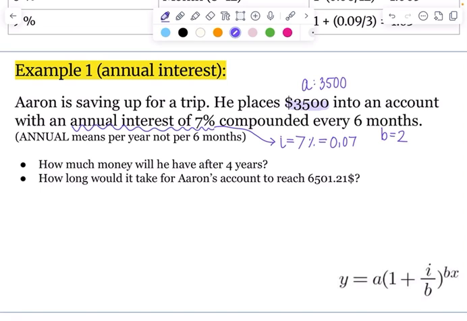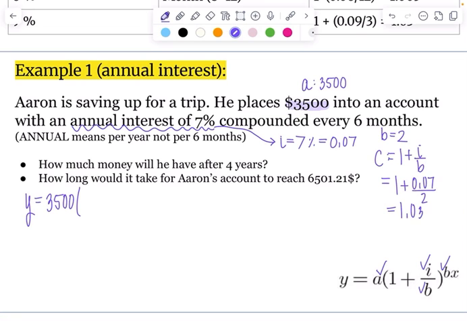Now that we have A, I, and B, we have our rule. So let's write the rule first. Y equals 3,500. Our C value, let's find C separately. So C is equal to 1 plus the interest over B. So it's going to be 1 plus 0.07 divided by 2. So it's going to be 1.035.